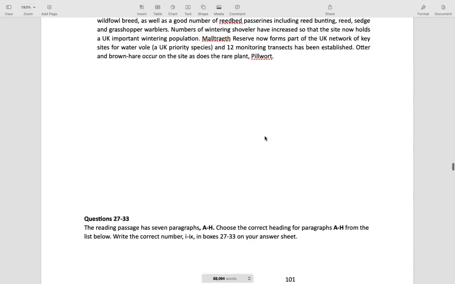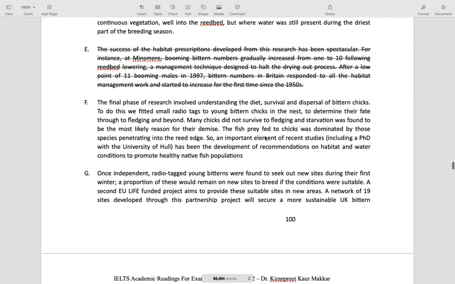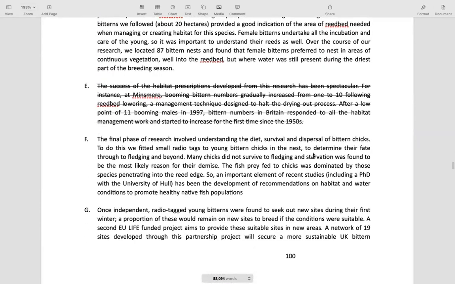E paragraph. I want one person. Okay, go ahead, do E. Oh, E is already done. F paragraph. Can I, sir? Sure, go ahead, Bhavesh.